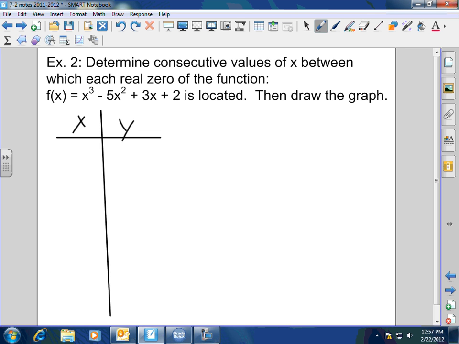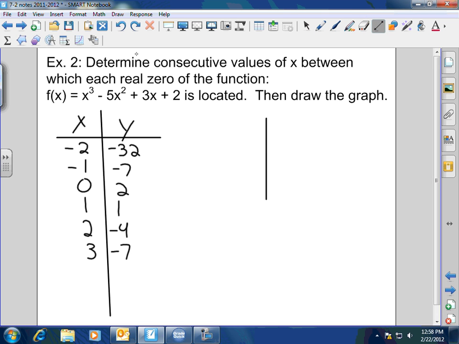So anyways, you're going to go ahead and plug in values. Okay, so I'm going to have -2, -1, 0, 1, 2, 3. Let's see what we got there. -2, I got -32. -1, I got -7. 0, I got 2. 1, I got 1. 2, -4. 3, -7. Let's see if that gives us enough to work this out.